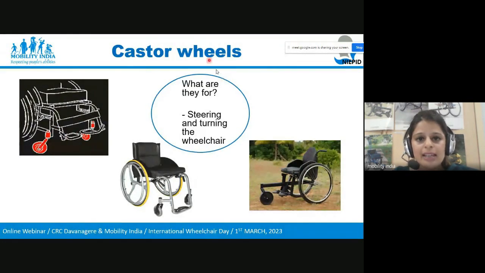Caster wheels are helpful for turning. In whichever direction the rear wheels move, the caster wheels will adjust to move in that direction. There is another benefit: the larger the diameter of the caster wheel, the easier it is to roll over objects and clear the ground, and a smaller diameter is usually used for smooth surfaces.